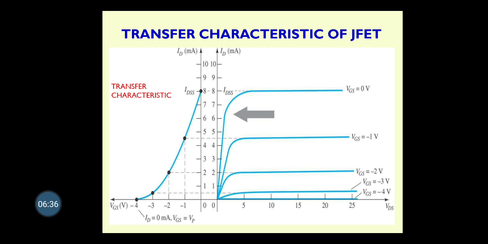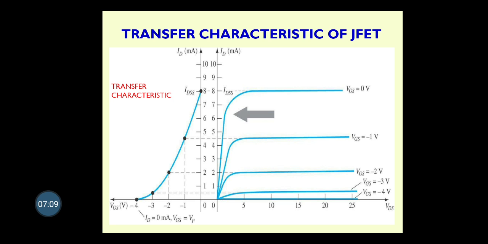Now we'll turn to the transfer characteristic of JFET. On my right-hand side you can see the output characteristic, or drain characteristic, of JFET, which we have studied now, and on my left-hand side you can see the transfer characteristic. The transfer characteristic is a graph showing the relation between output current and input voltage. Output current is drain current and input voltage is VGS, the gate to source voltage. So here you can see the relation.